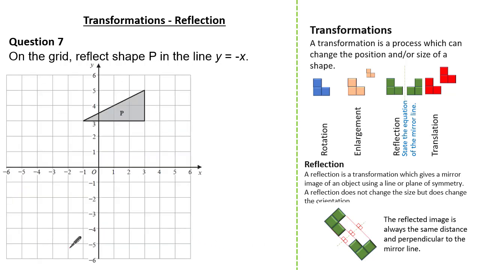The question shows us a grid and we're asked to reflect shape P in the line y equals minus x. See if you can give it a go and press pause if you need. I'm only going to show you 2 ways to tackle this question, but you can use tracing paper if you prefer. The first one is using our knowledge that the reflected image is always the same distance and perpendicular to our mirror line.